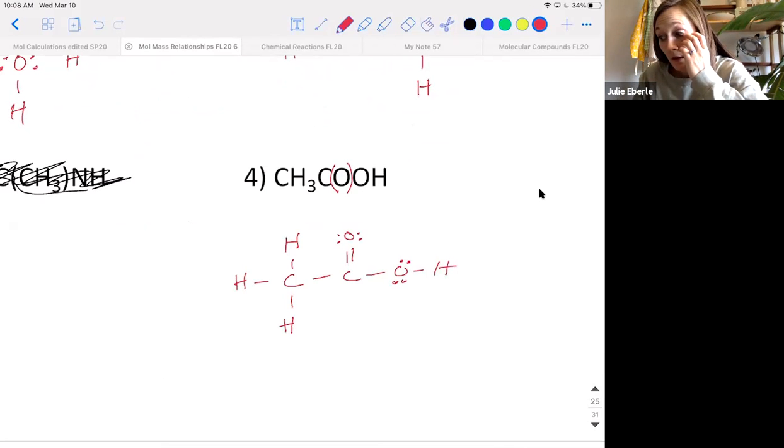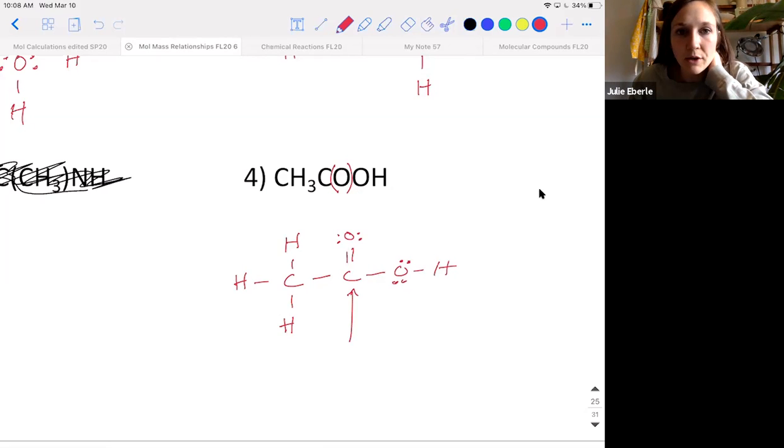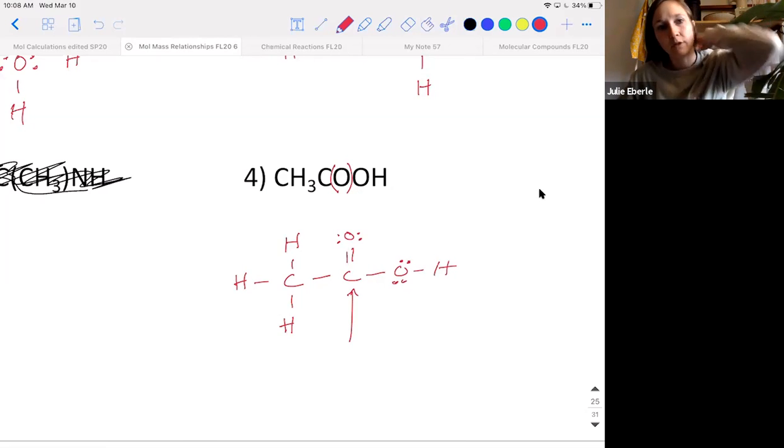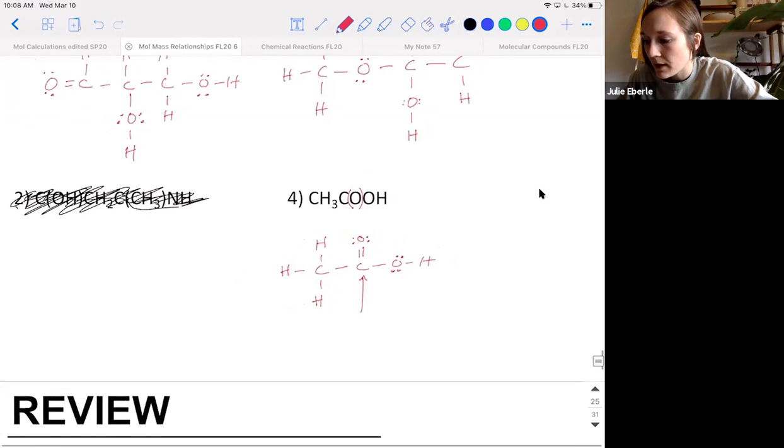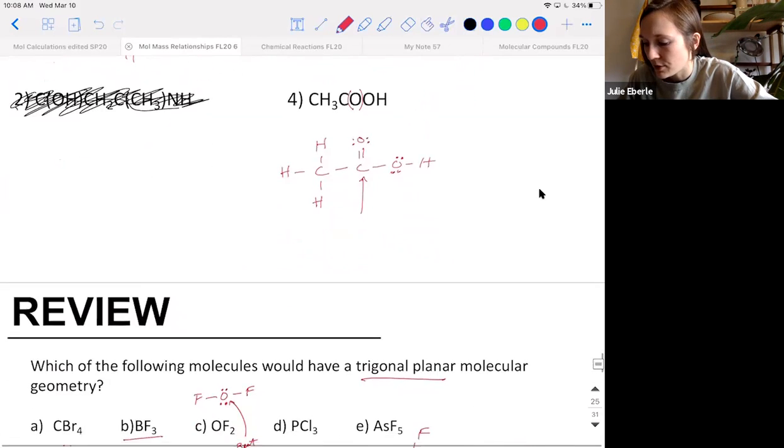And I think this was very similar to the structure that was on the Kahoot game. I said, name the geometry of that second atom, that second carbon, which was trigonal planar, right? How do y'all feel about molecular geometry? Y'all feel okay with that? Okay. Well, I hope so.